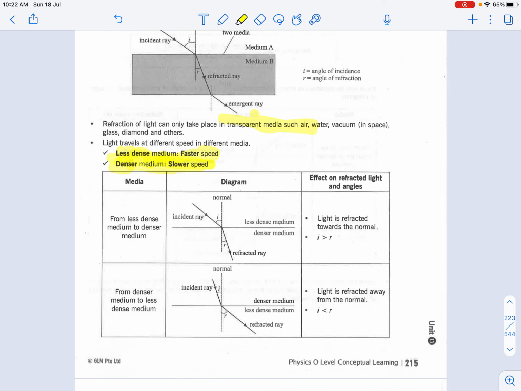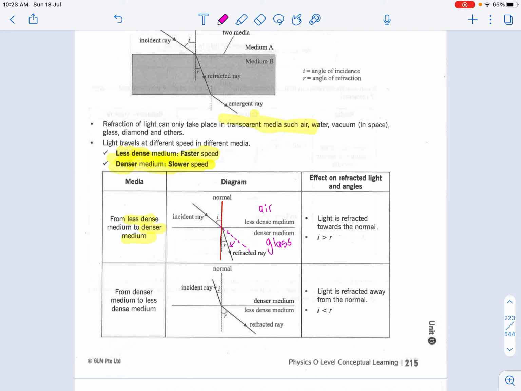So in this case, right, what happens if you are moving from an optically less dense to a denser medium? Usually what will happen is the light ray will bend towards the normal. The normal in this case is the one in red. Okay, and we can see that this light ray, rather than moving in a straight line, actually bends towards the normal. And one example of this scenario is your air and your glass, where glass is a denser medium.